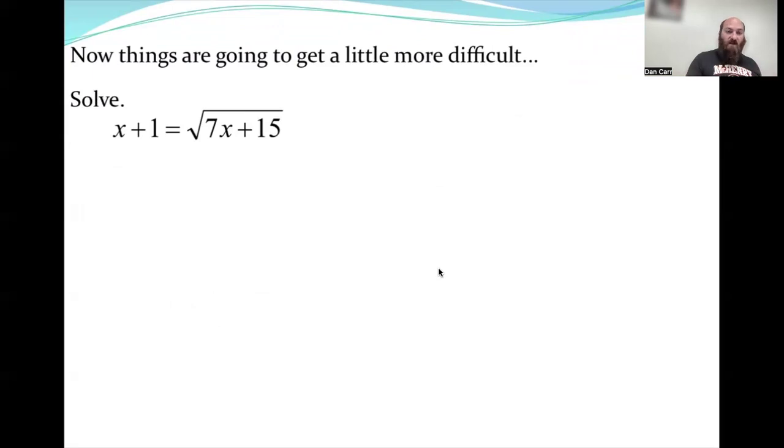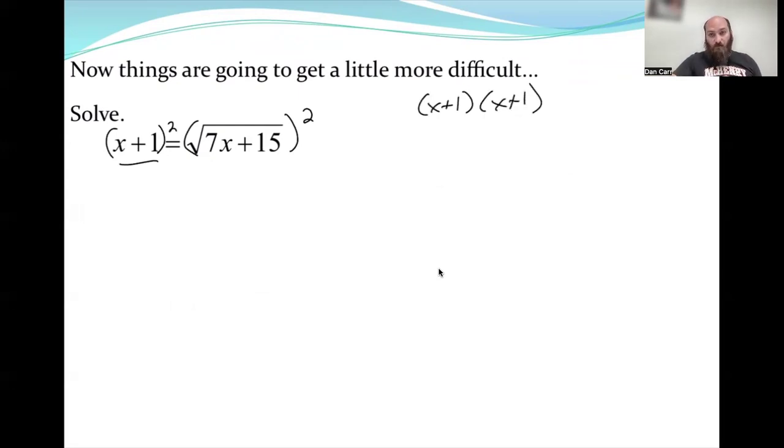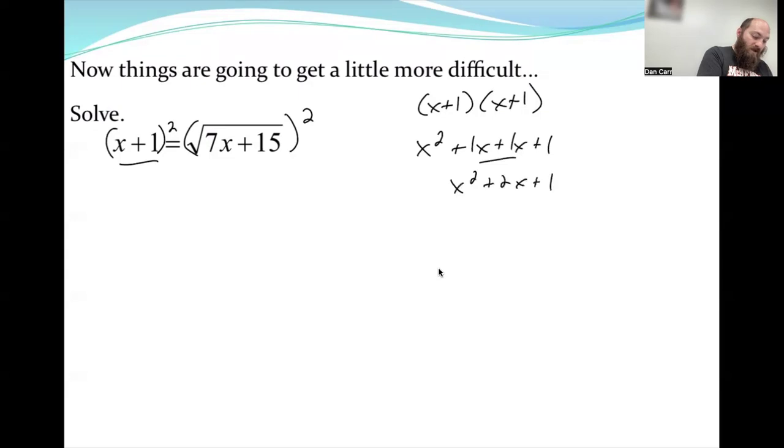This one, our final example here, is a little bit trickier. When we do this, we need to be careful. First thing is, I want to undo square roots by squaring, just like normal. But when I square the other side, it needs to be treated like x plus 1 times x plus 1, which means I'm distributing: x squared plus 1x plus 1x plus 1. Combine these, I get x squared plus 2x plus 1. That's going to be this part. So x squared plus 2x plus 1 equals 7x plus 15.